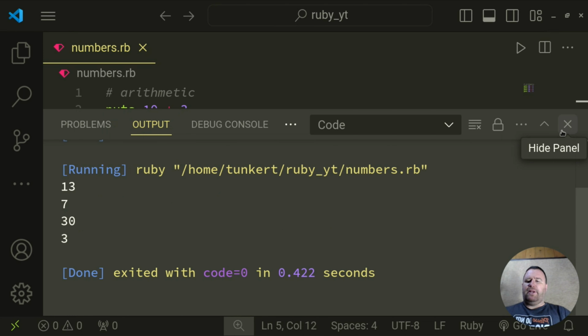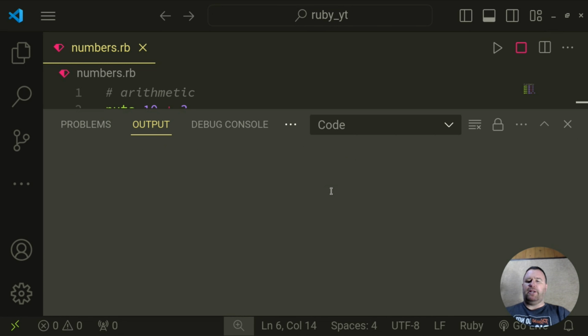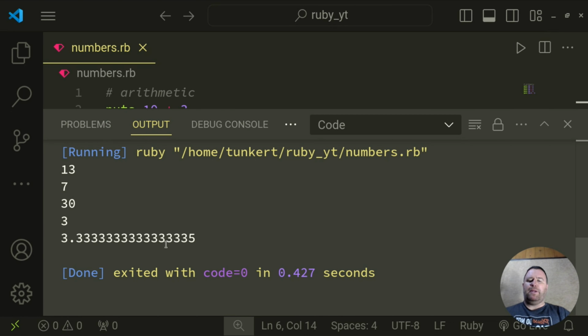So I'm going to run this, and adding the two numbers, we get 13. Subtracting, we get 7, as expected. Multiplying, we get 30. But then when I divide 10 by 3, I don't get 3.3 repeating, I get just 3. So it performs integer division, okay? But if I were to do something like puts 10.0 slash 3 and then run it, we get 3.3 repeating, and then there's a little bit of loss of accuracy there at the end with the 5. So that's something you should keep in mind.